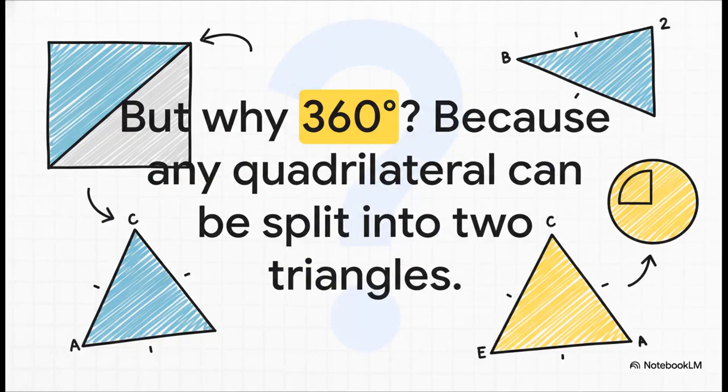So why is 360 the magic number? Well, the secret is incredibly clever and simple. You can take any quadrilateral, draw a line from one corner to the opposite corner, and bam! You've split it into two triangles. And since we know every single triangle in the universe has 180 degrees inside, well, two of them together has to be 360. And just like that, we've found our secret weapon for this whole investigation, the triangle.